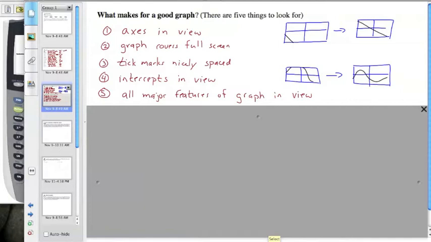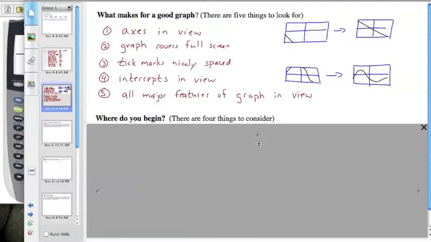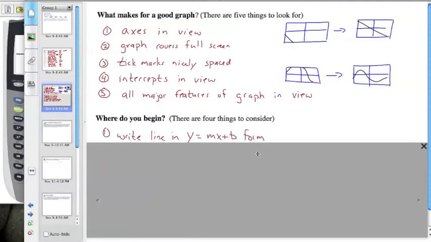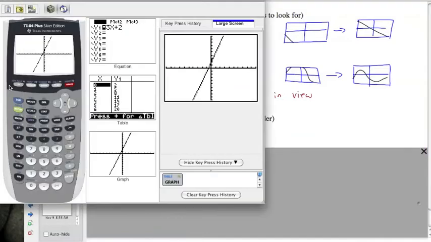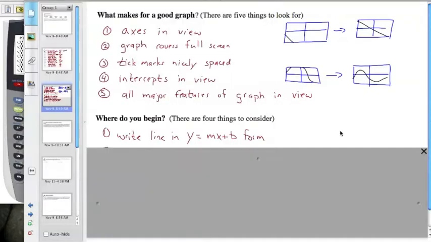Okay, so when we're graphing, where do we start? What do we actually do? What are we looking for? What's going to make us a good graph, and how do we get going? So there's 4 things here. The first thing we need to do is write the equation in y equals mx plus b form, so slope-intercept form. Because when we go to the y equals button, that's the form it's expecting. All of those equations are y equals something. So we have to be able to convert it first. The one that I put in was y equals 3x plus 2. That was already in slope-intercept form.